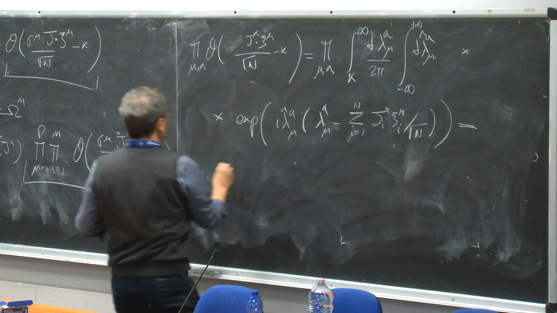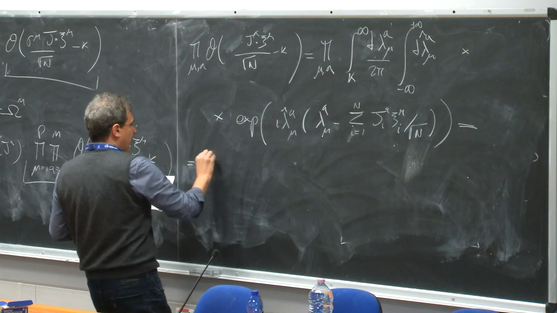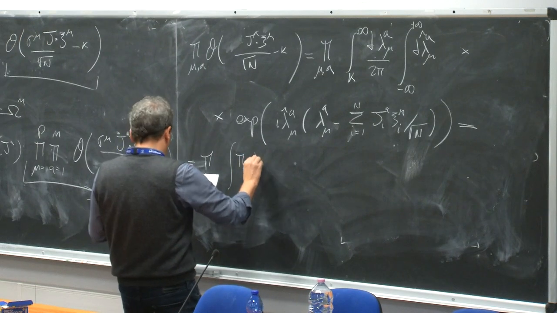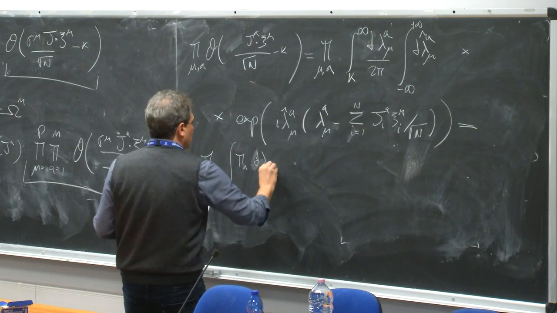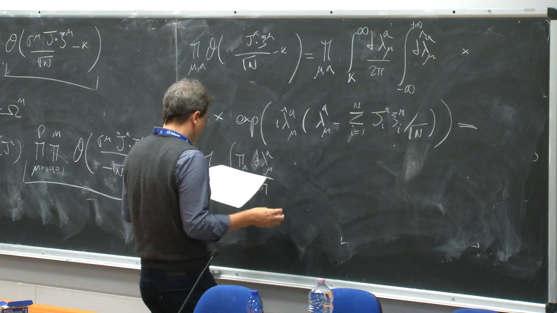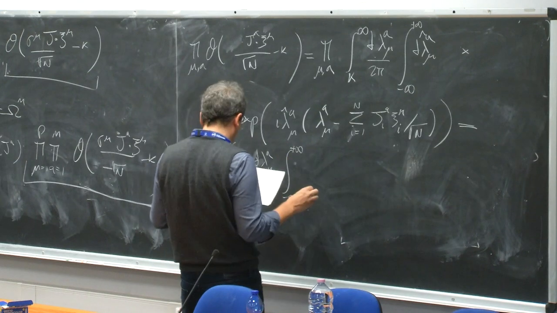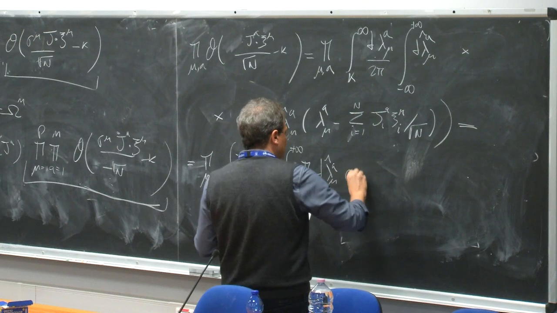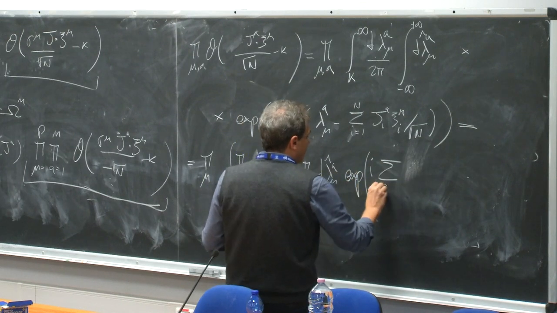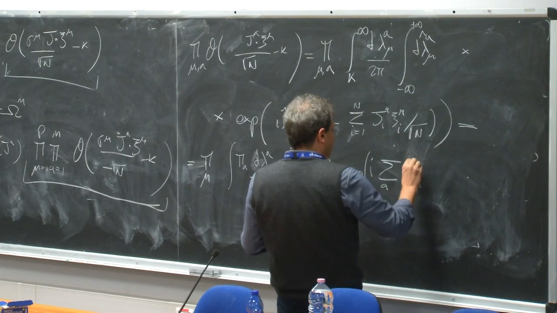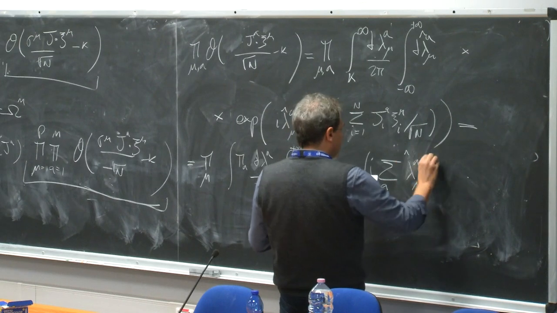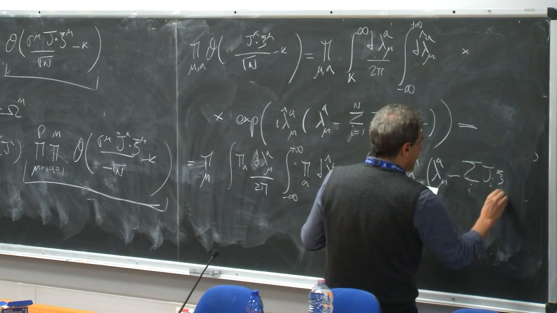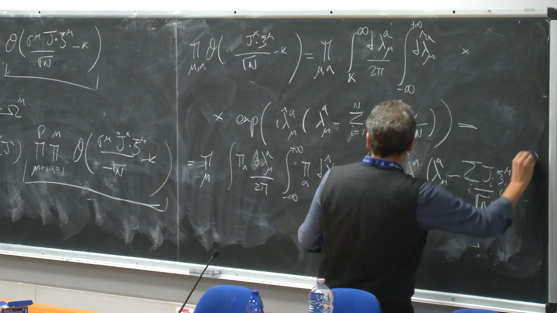Okay, so this is equal to a product over mu, and then you have an integral. Here you have a product over a of d lambda mu a divided by 2 pi. And then here you have an integral minus infinity and plus infinity of product over a d lambda mu a hat. And then I have exp of I sum over a from 1 to n lambda mu a hat. And then here I have a lambda mu a minus sum over I j I psi I mu divided square root of n. Okay?